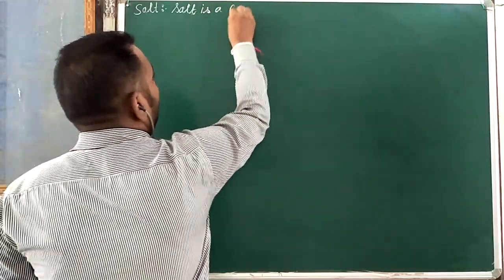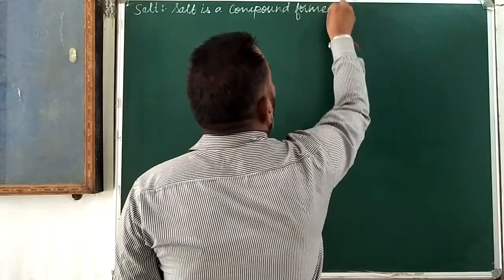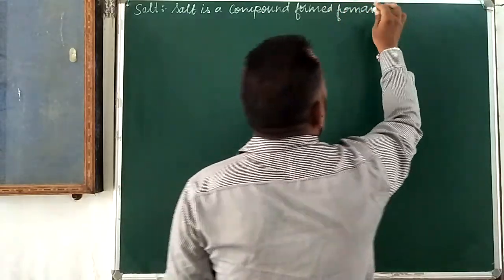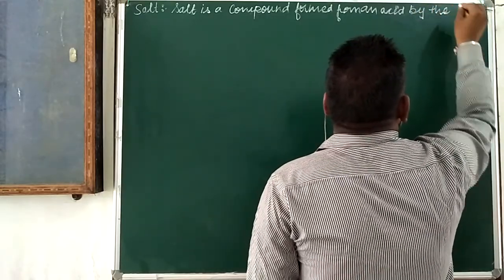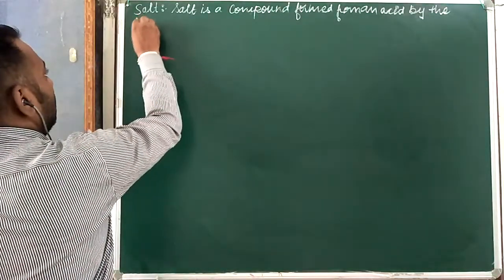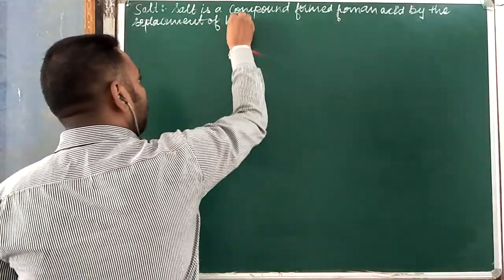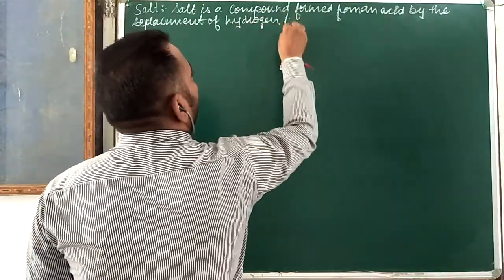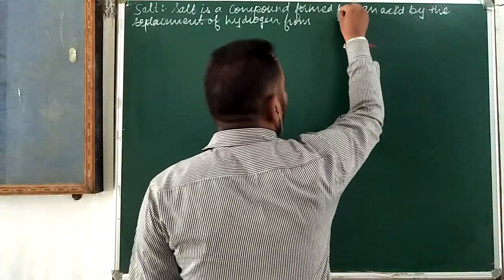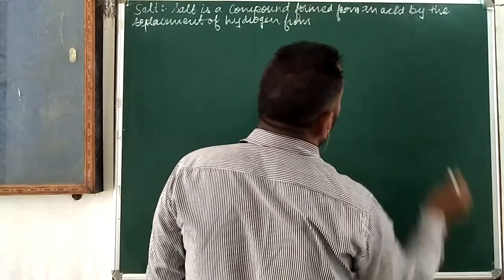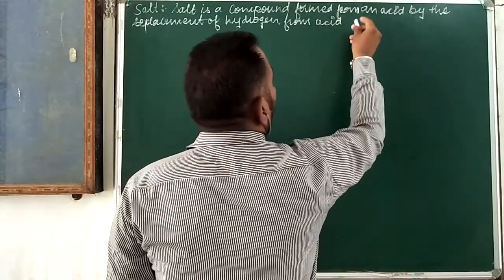Salt is a compound formed from an acid by the replacement of hydrogen from the acid.